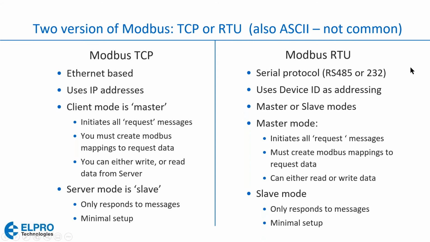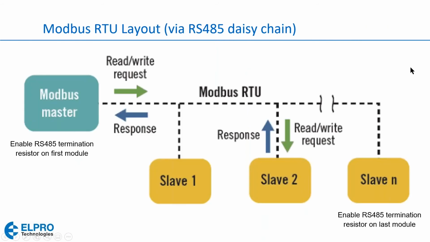Okay, let's head to our next slide here. There we go. This is showing a typical Modbus RTU layout. The wiring is referred to as a daisy chain. And RS-485, as I mentioned earlier, is by far the most common method, although it could be RS-232.